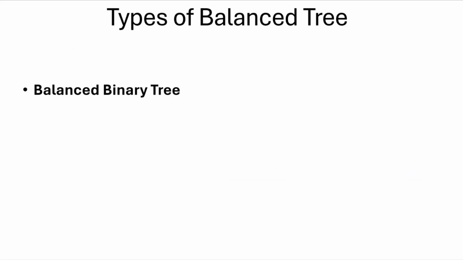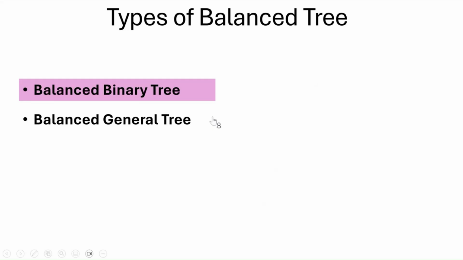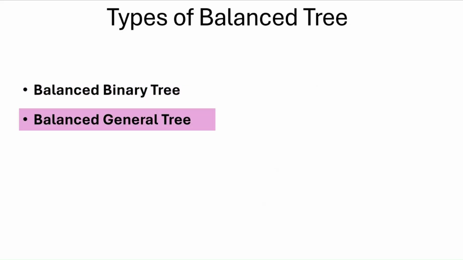Types of balanced trees. There are mainly two types of balanced trees. One is the balanced binary tree and another is the balanced general tree. In a balanced binary tree, the two major types are AVL tree and red-black tree. There are other types also, but these are the major types in a balanced binary tree. And in a balanced general tree, B tree and B plus tree are the major balanced tree types. There are different types of balanced trees in general trees also, but these are the major types which we will cover in the next videos.